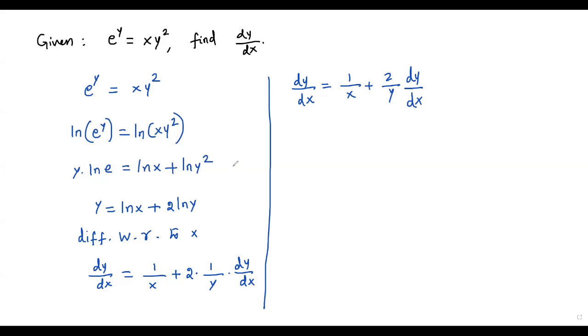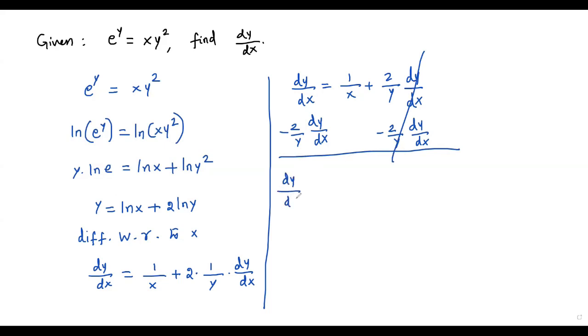My aim is to solve for dy over dx. So better we get the terms which contain dy over dx on one side of the equation, that is, on the left side. Already we have a term which contains dy over dx on the left side. So now we have to get the term which contains dy over dx on the right side. For that, I have to subtract 2 over y times dy over dx on both sides. Negative 2 over y times dy over dx. Then the positive and negative will cancel out. On the left side, I'm getting dy over dx minus 2 over y times dy over dx equals just 1 over x on the right side.